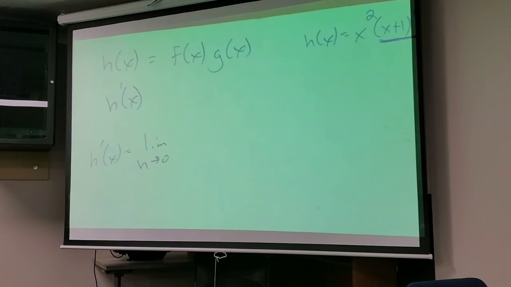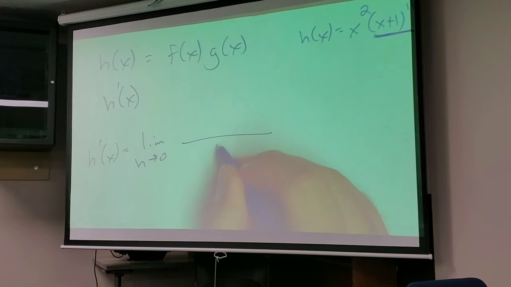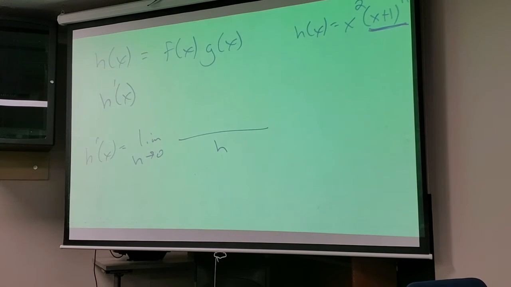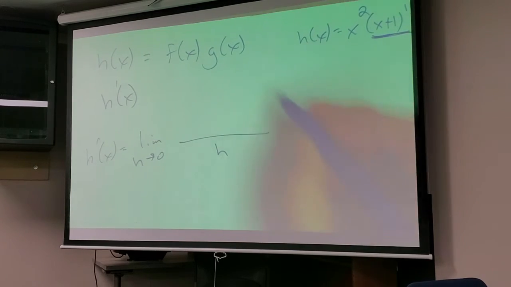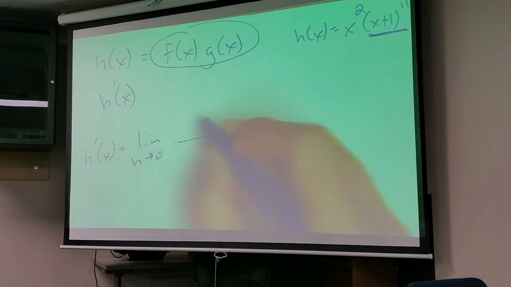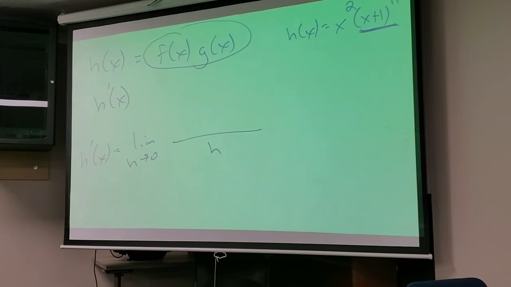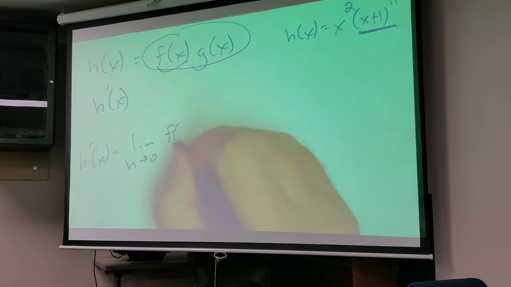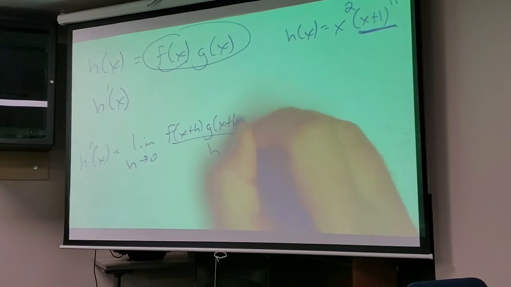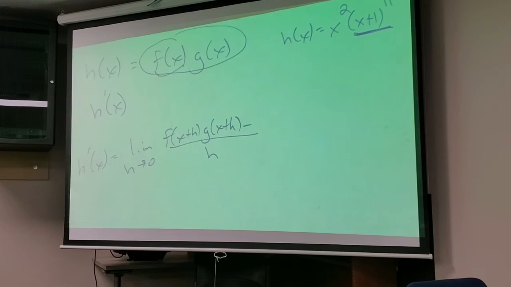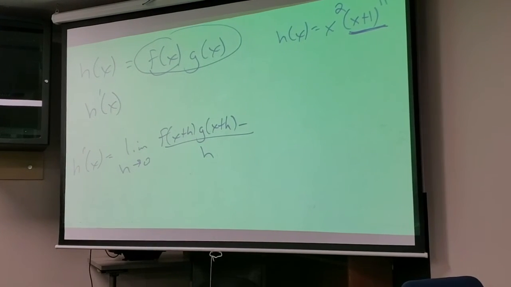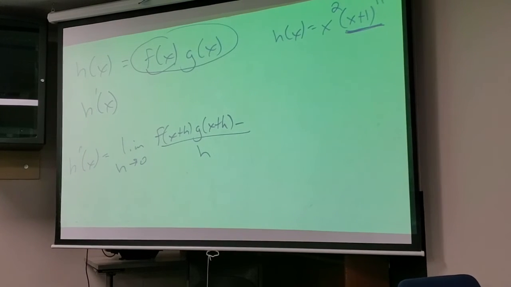H goes to zero. Let me see if you guys could figure out what goes in here. I'll do the hard part. There you go, I did half of it. You just have to do the other half. What's on the top? Don't tell me h of x. What is h of x? Isn't it this? So what goes here? It would be this thing with what thrown into it? What's the first piece of the limit definition? f of x plus h, right? So I'm going to get f of x plus h times g of x plus h minus. Are you guys okay with that? Because the function is f of x times g of x. So what do I get when I put an x plus h into it?